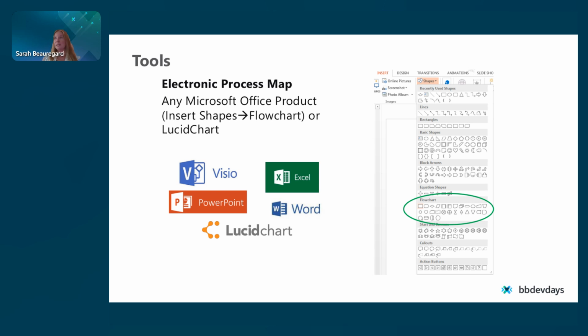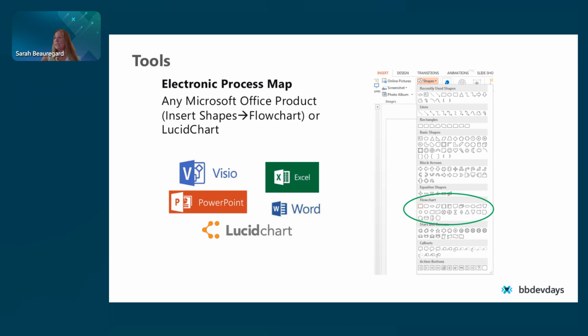Microsoft Visio is a software product designed specifically for process mapping. I use Visio a lot here at Blackbaud. It's a really great tool, again, specifically designed for process mapping. And then Lucidchart is another product that offers some free trials that you can use, and is another process mapping software as well.